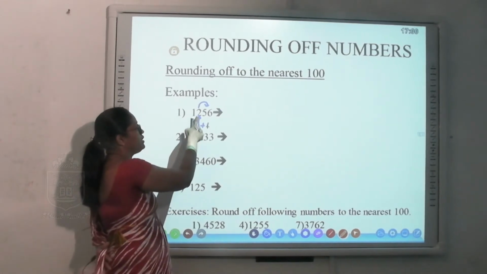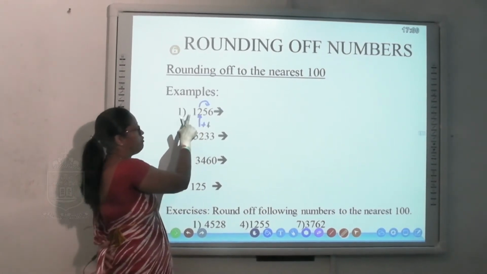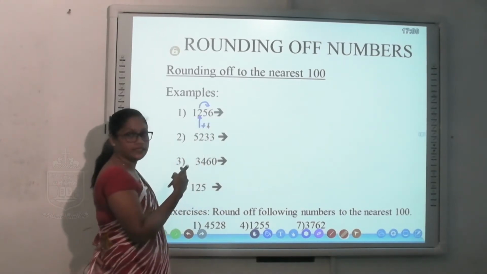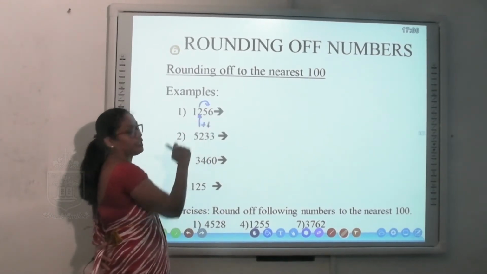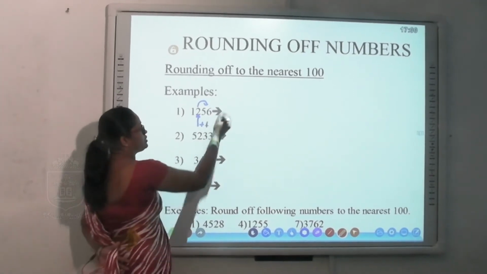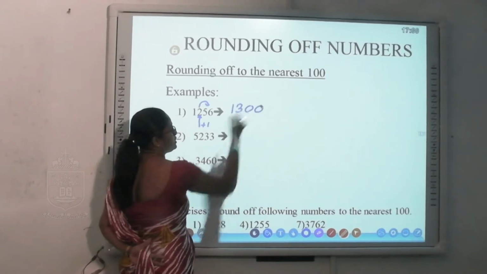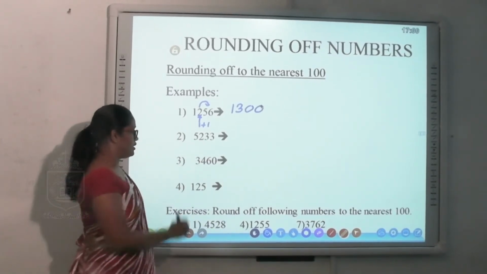So this becomes 3. That means 1300, because we are rounding off to the nearest 100. That means the last two numbers should be zeros, right? So the answer will be 1300. Okay. So very easy.